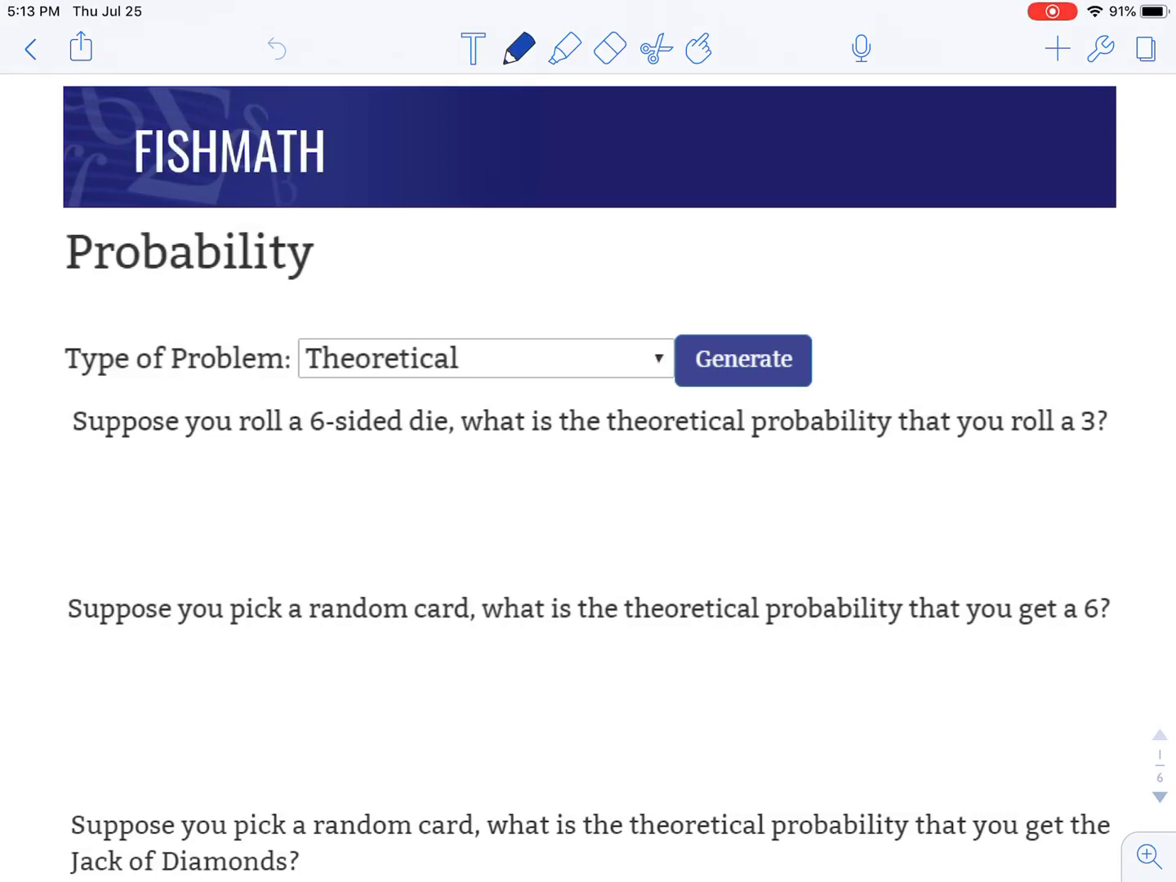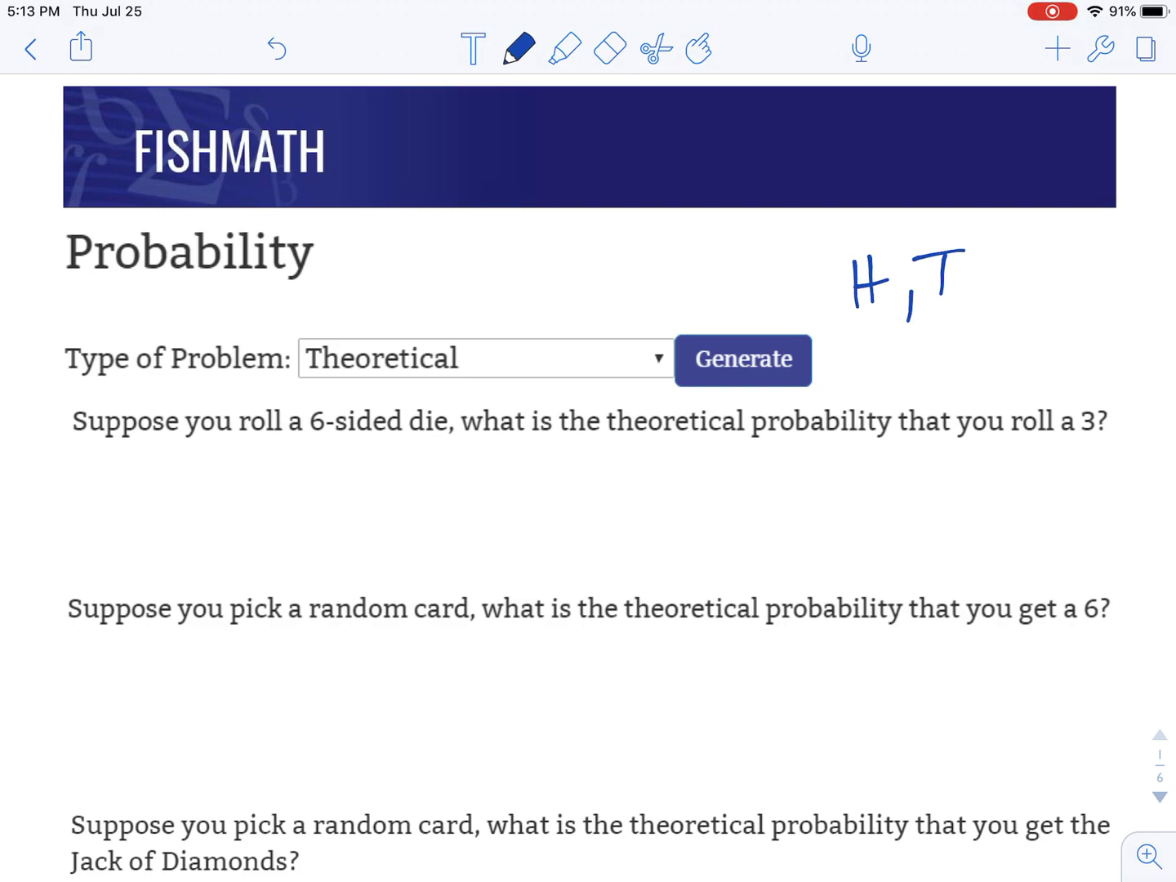Hi everyone, we're going to talk about theoretical probability. Theoretical probability is just what it sounds like, what should happen in theory. For example, if you have a fair coin with heads and tails, in theory you should get heads half the time and tails half the time.